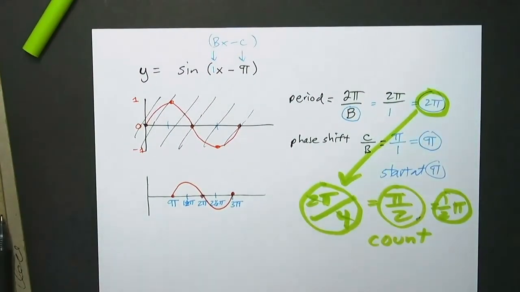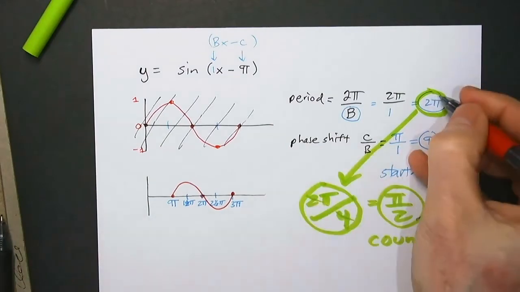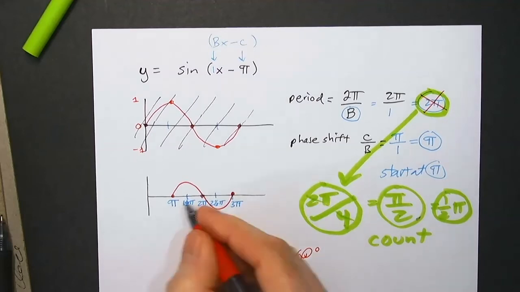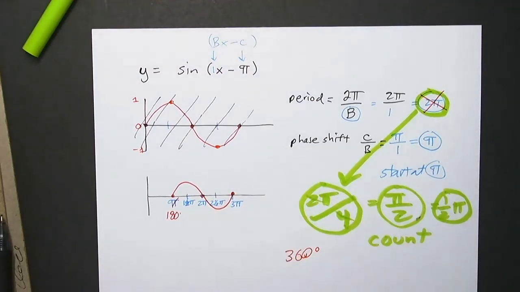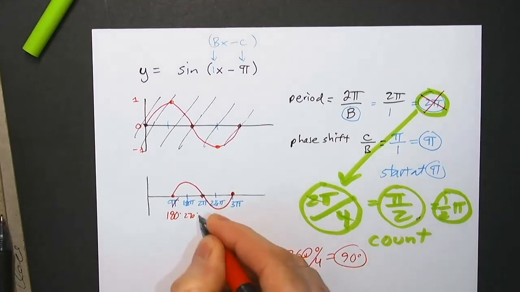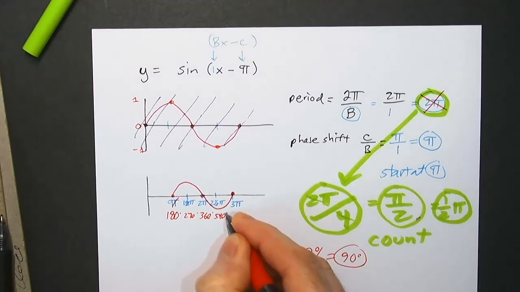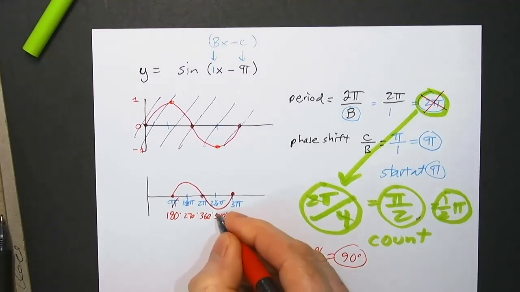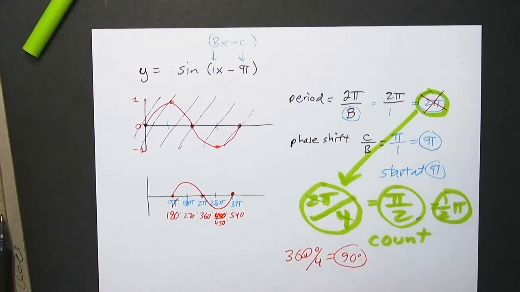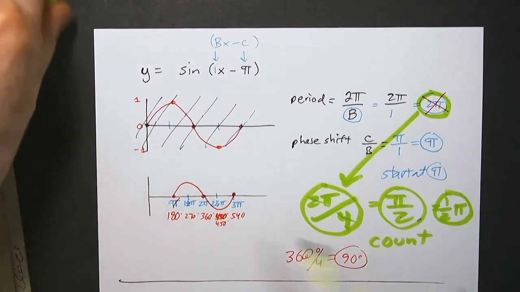Some people like to do it in degrees. They're like, oh, I don't want to use 2 pi. I think it's easier to use 360 degrees. And where did we start here? This would be 180. Pi is 180. And some people say, well, I'll just do 360, cut it into 4 parts. My count's going to be 90. So go 180 plus 90. 270, 360, 450, 540. So if you want to do it in degrees, some people find it's easier. Okay, a little confusing. Let me show you another one.